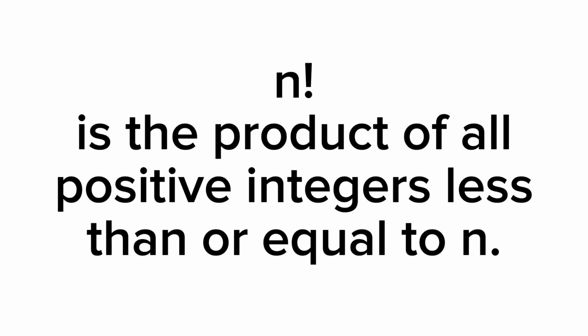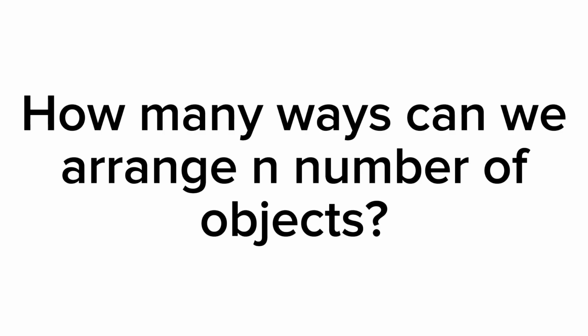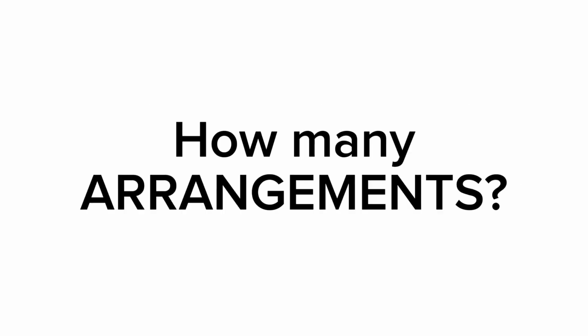Most of you probably already know what factorial is. N factorial is the product of all the positive integers less than or equal to n. It tells us how many ways we can arrange n number of objects. How many arrangements? For instance, there are 3 factorial ways to arrange 3 objects.